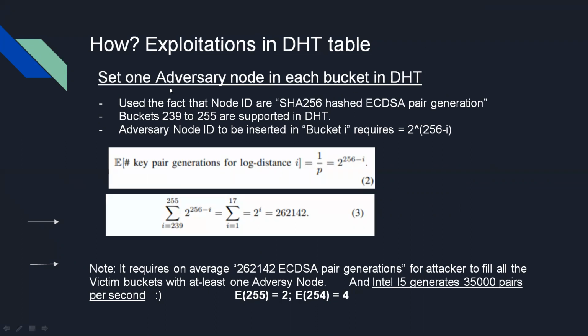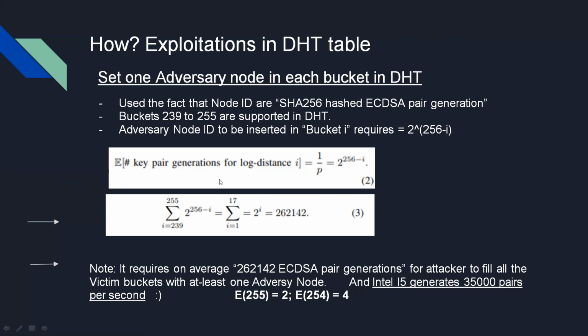Coming to DHT table exploitations, the attacker will try to set one adversary node in each K bucket in DHT table. As you can see, if the attacker puts one adversary in every K bucket, he can then do continuous ping pong to make this bump to the header of the K buckets. Then invoke the function read random nodes of devp2p protocol. This will surely pick the adversaries as the outbound connections. Currently, Geth supports only 239 to 255 K bucket.